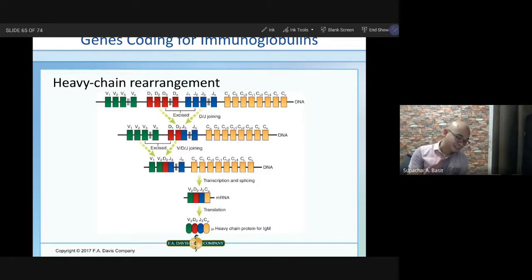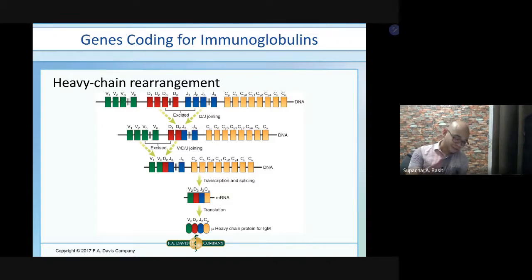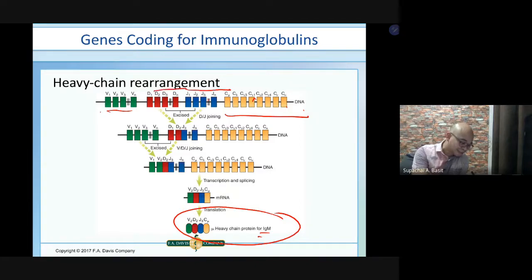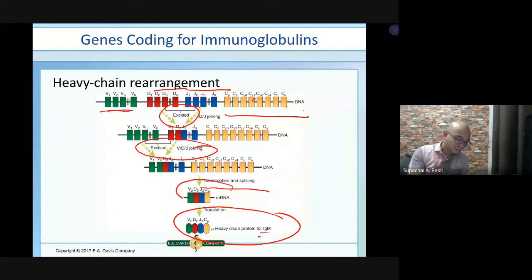This is the heavy chain rearrangement until such time that, for example, the mu chain for IgM is produced. But notice, there are several clusters. This is the C cluster, this is the J cluster, the D cluster, and the V cluster. They need to be excised. When we say excised, they need to be cut and rearranged in such a manner that it becomes very specific, so that when transcription and splicing occur, the mRNA is highly specific for the mu chain to be produced. So it all happens in the DNA rearrangement of the genes.